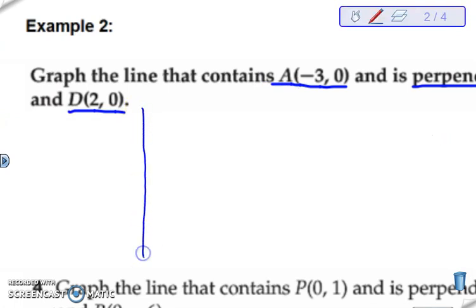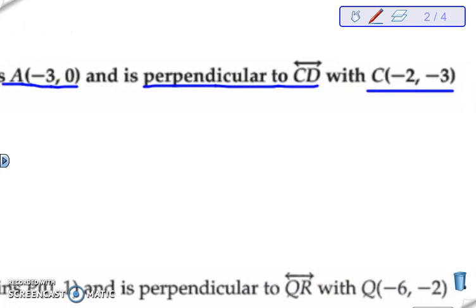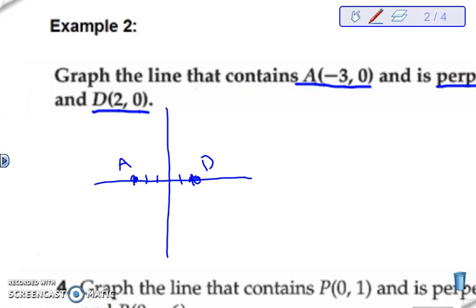So we're going to need an X and Y. We know that A is at negative 3, 0. Put a little A there. I know that D is at 2, 0. And we know that C is at negative 2, negative 3. Alright, so the first thing we probably want to do is draw the line from C to D. We said it needs to be perpendicular. So that means I'm going to need the slope from C to D.